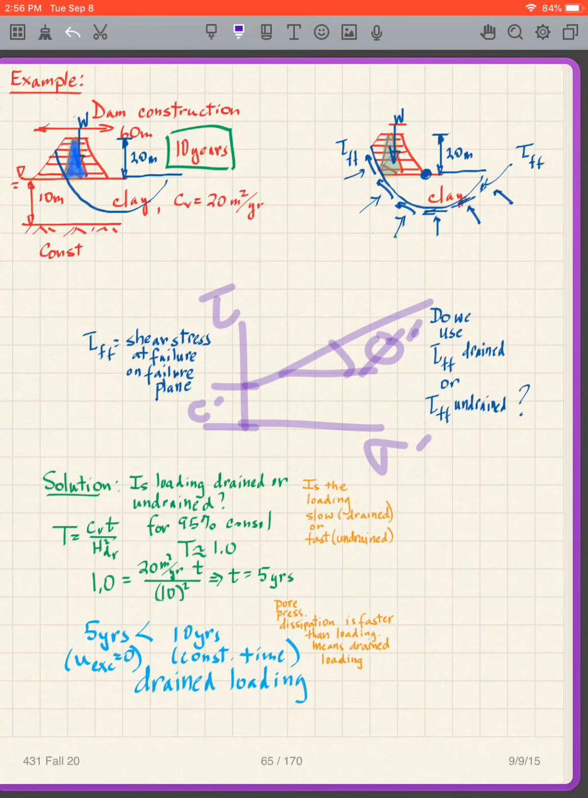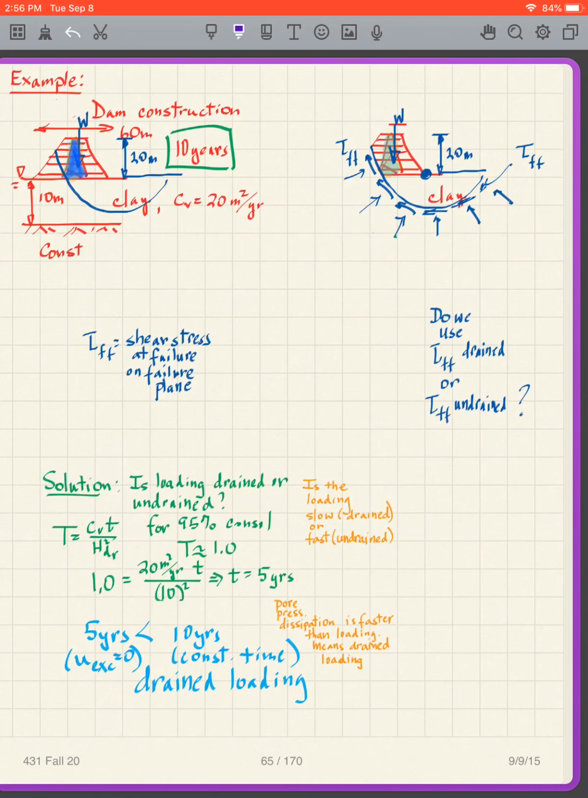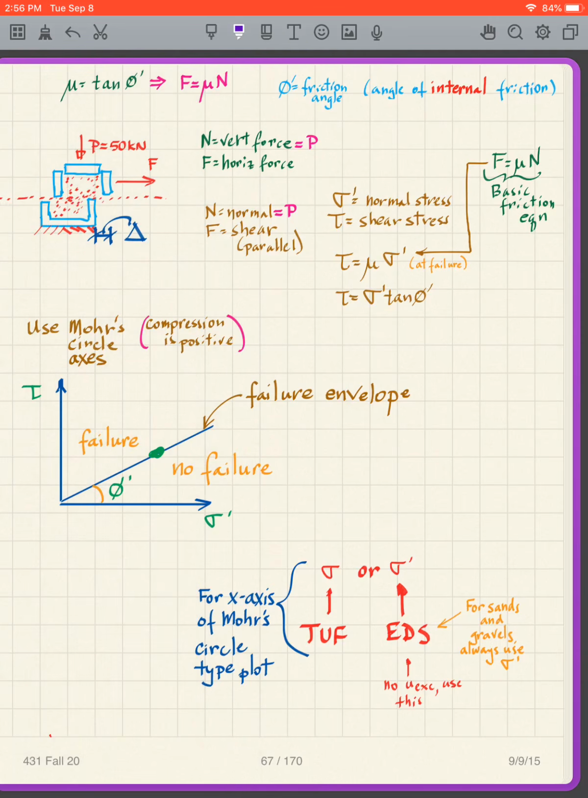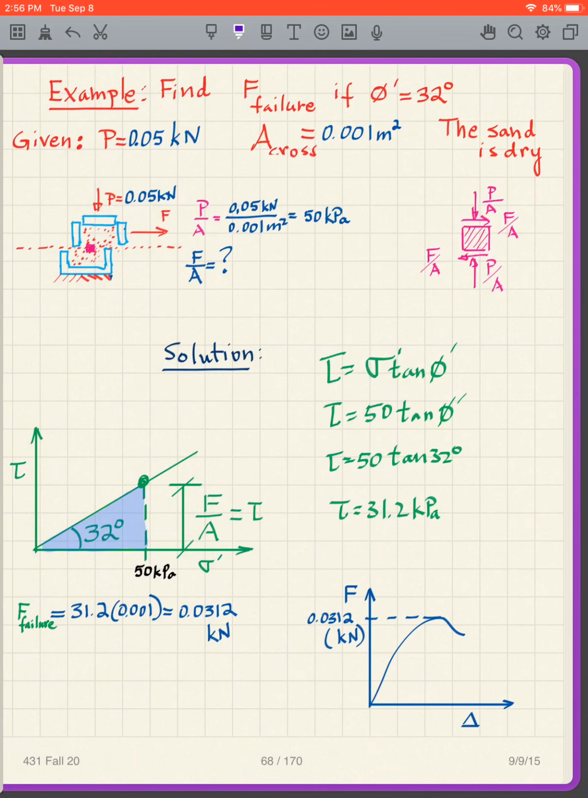So that's what you learn from that, and that tells you which failure envelope to use. I need to use the drained strength failure envelope to analyze this. And okay, we've covered this through the failure envelope and the ED's tough, and you can pause the video and go through this, but it's what I've just gone through. All right, let me do this problem and then I'll stop.